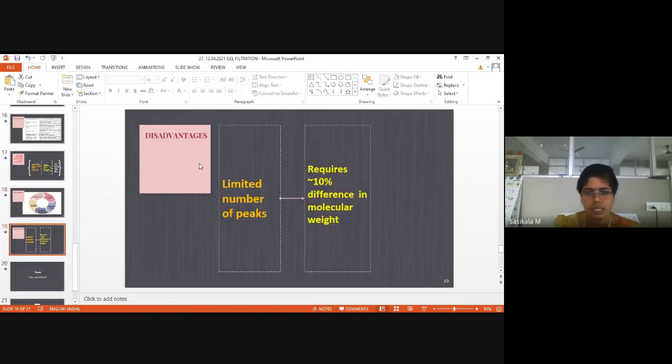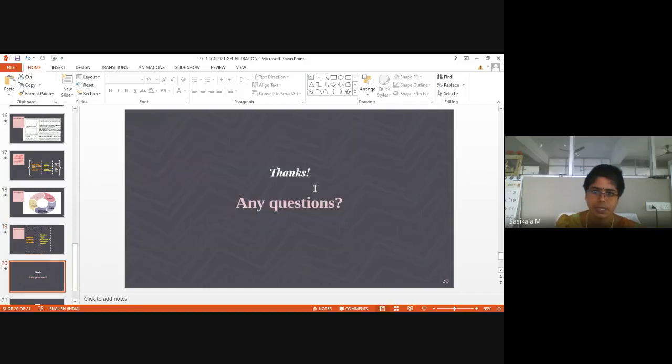Next, disadvantages. Limited number of peaks are obtained. For a highly complex mixture of samples, only a limited number of peaks are obtained by GPC. Then it requires approximately 10% difference in molecular weight. Only then can we accurately separate based on molecular weight. At least between molecules in the mixture, a 10% difference must be there. These two are disadvantages of GPC.